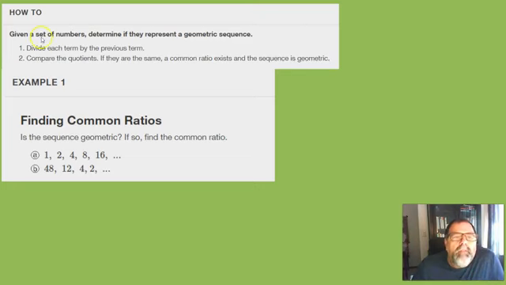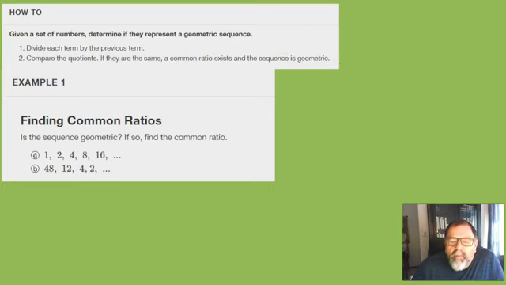Okay, so how to, given a set of numbers, determine if they represent a geometric sequence. So you have to determine if you have a common ratio, right? So you're going to take each term and divide it by the previous term. Then you compare those quotients to see if they're the same, if it's a common ratio. So if they are the same, a common ratio exists and the sequence is geometric.